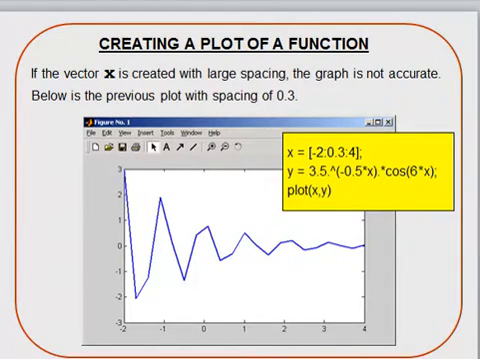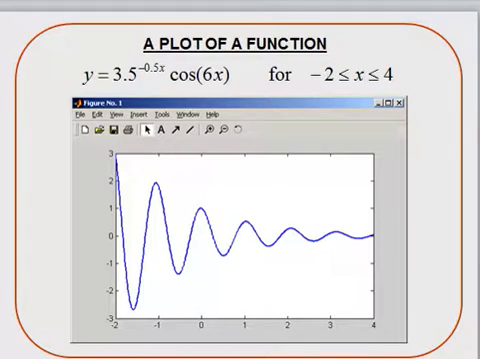So this is the same plot, but it has a rougher look because it doesn't have enough points. The spacing is 0.3, so the plot doesn't represent the function nearly as well as the previous plot. And that's about it for the plot introduction. Thank you.